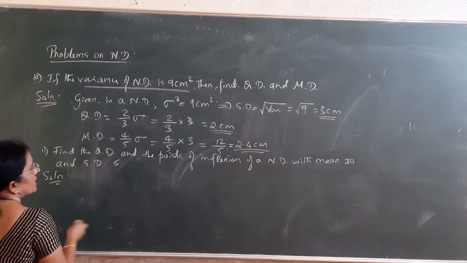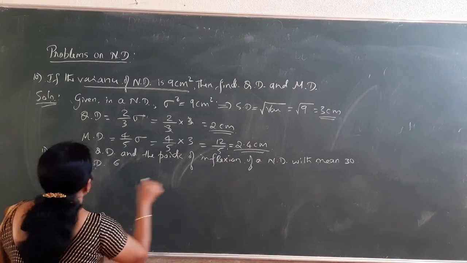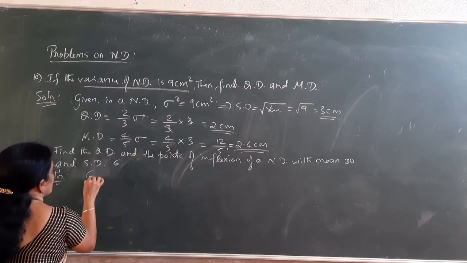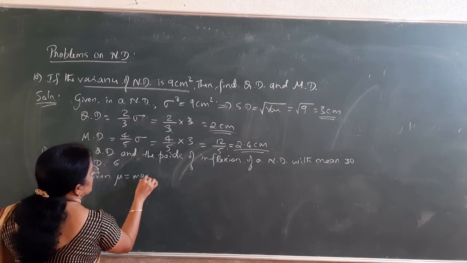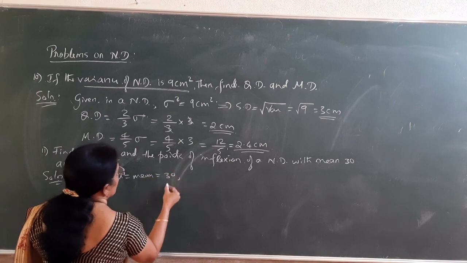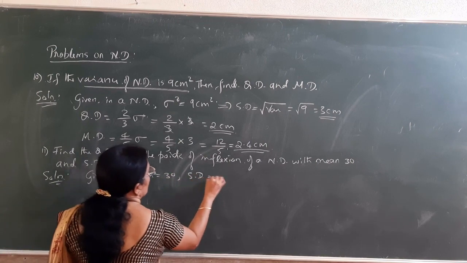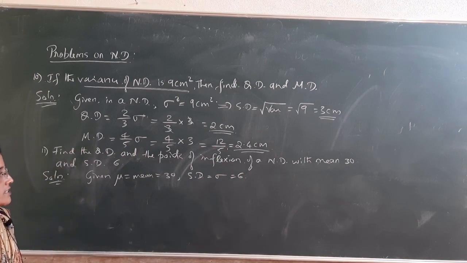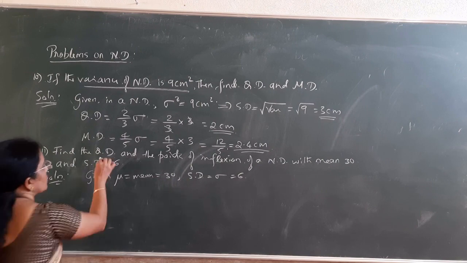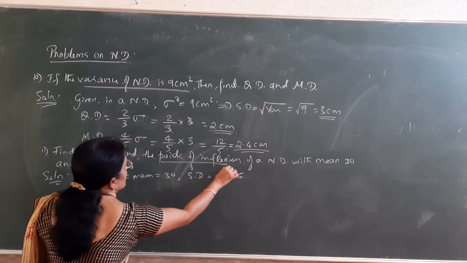How to do this? What are the given factors? Mean is given, standard deviation is given. So we can write given mu equal to mean equal to what? 30. Similarly, standard deviation equal to sigma equal to 6. This is the given information. Next, here we have to find the quartile deviation and the points of inflection.